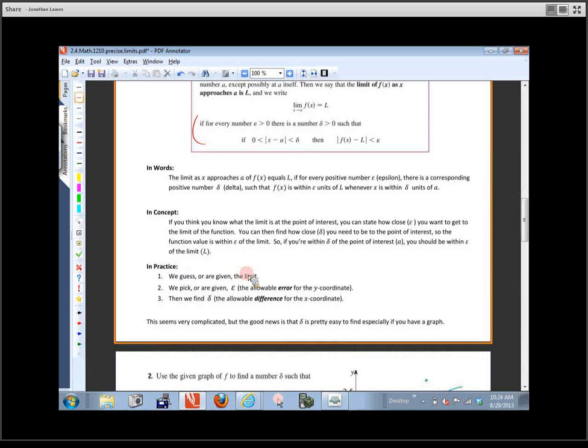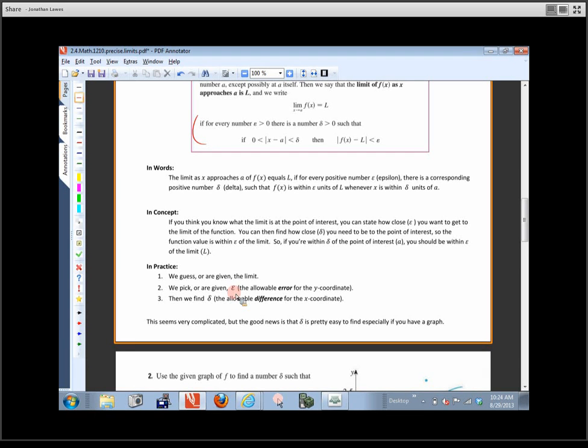Most of the time it's going to be pretty easy to figure out. We pick or are given the allowable error. So somebody says, look, I want you to prove to me that the limit is actually 12. Giving yourself 3 units in either direction, that's a pretty big window. How about 1 unit in either direction? Okay, I can find one to go along with that. How about half a unit in either direction? Okay, I can tell you what delta needs to be in that case. What if I allow you 100 in either direction? Can you find me one for that?